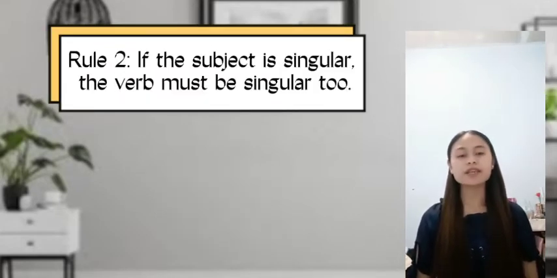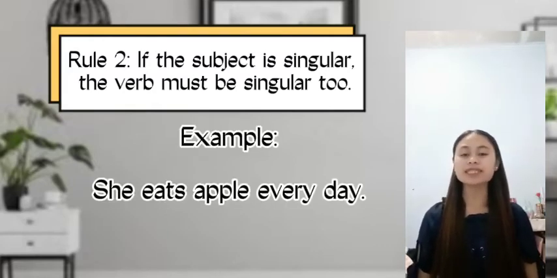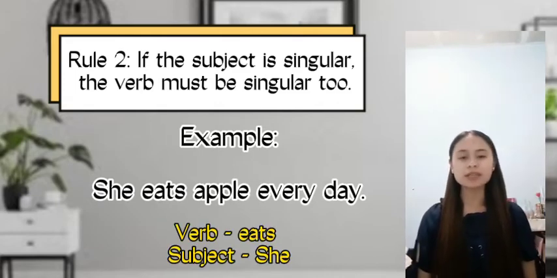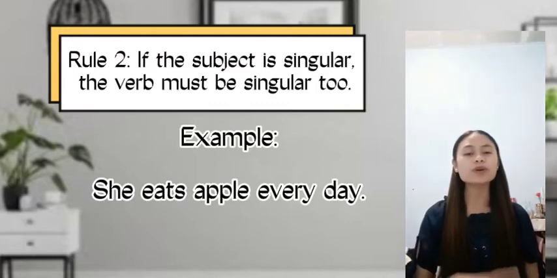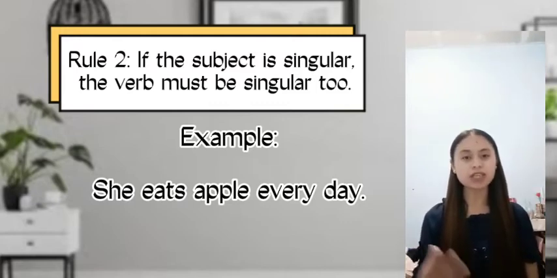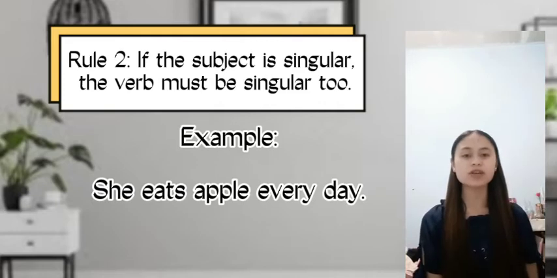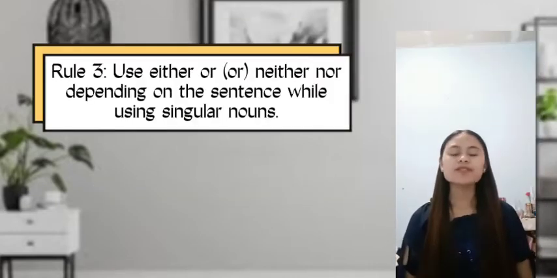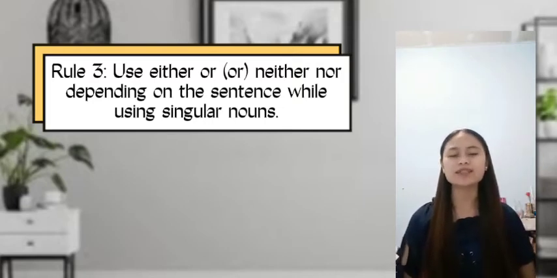Another rule is if the subject is singular, the verb must be singular too. So for example, she eats apple every day. So the verb here is eats, and our subject here is she. So we are using the singular form of the verb eats to refer to the subject, which is she. She eats apple every day. So a singular subject requires a singular verb.